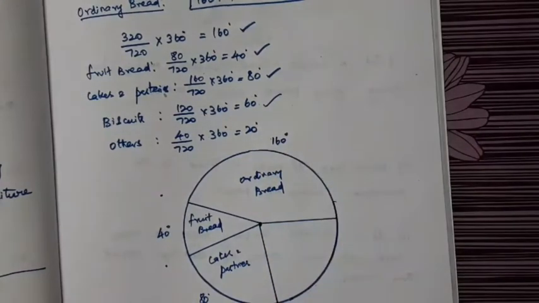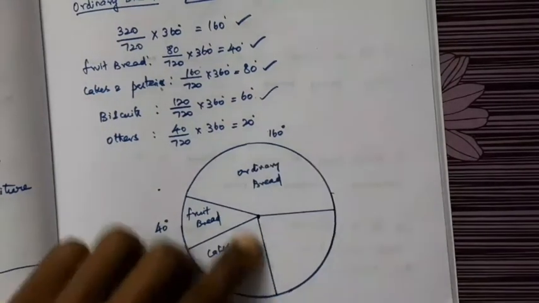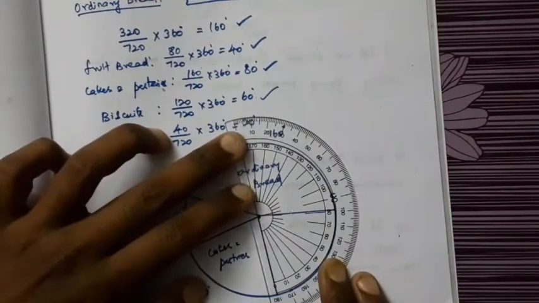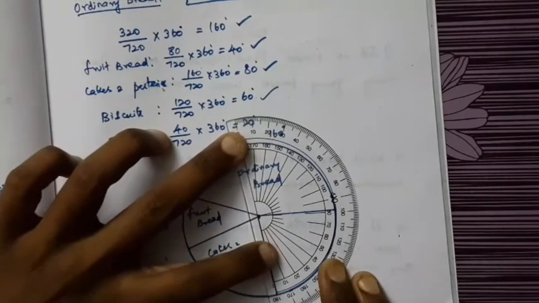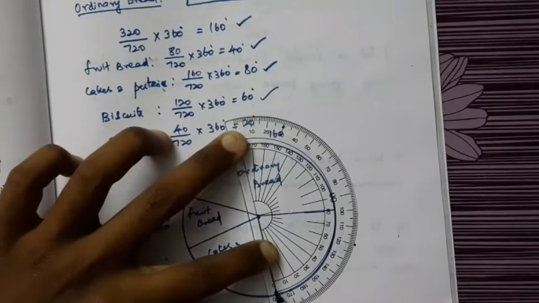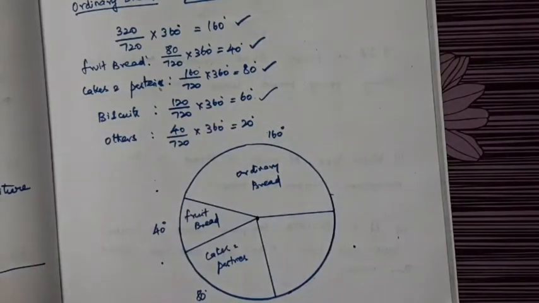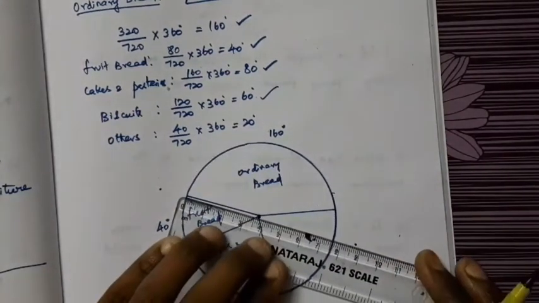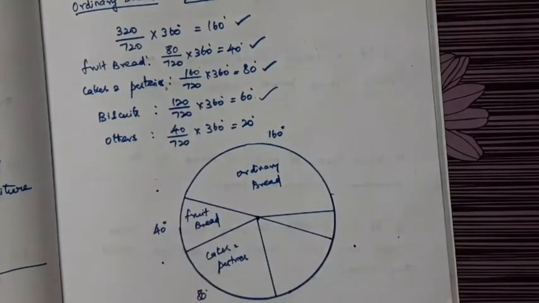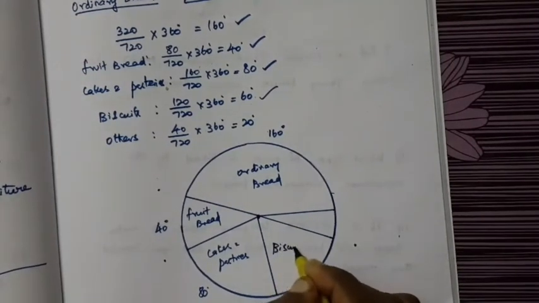Now next is biscuits, which is 60 degree. So from this line you have to draw 60. So this is 60. This is the 0 line. From here it is 60. Now we can join this. This is 60 degree, which is biscuits.